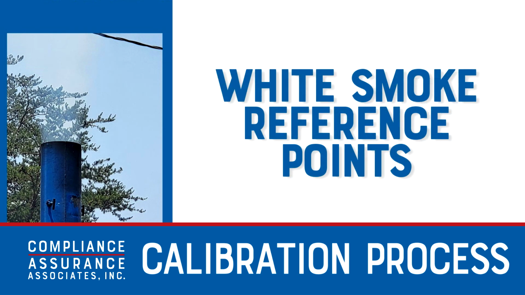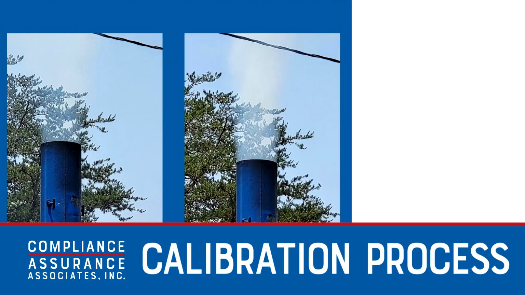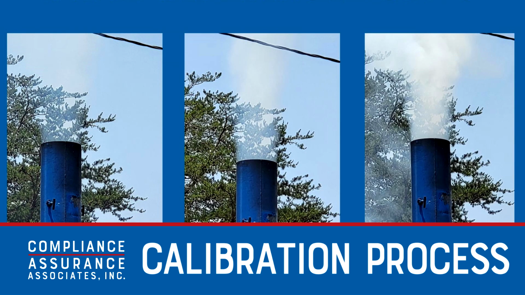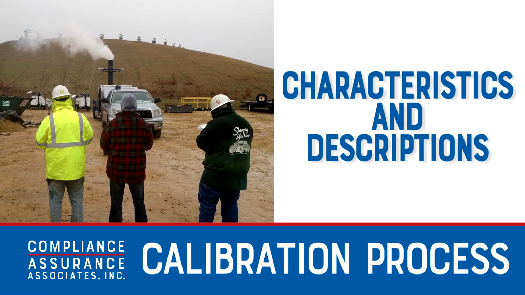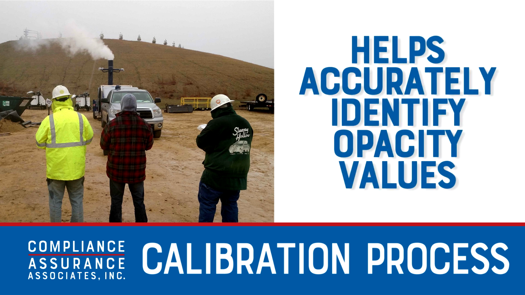The field monitor shows reference points for white smoke and provides a brief description of their characteristics and how the opacity values differ in appearance. The shown reference points are 25, 50, and 75. The characteristics vary for each color of smoke being observed. Remembering these visual characteristics and verbal descriptions will help to accurately identify values while performing readings on the job.